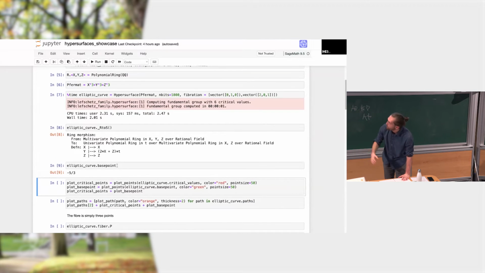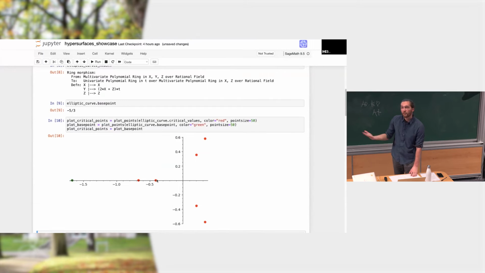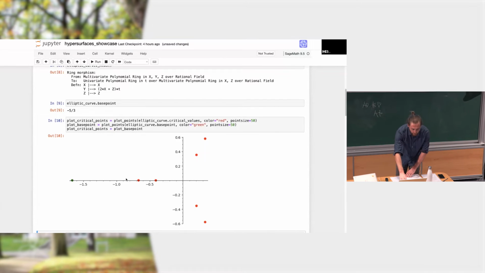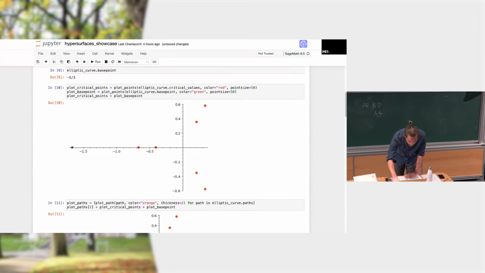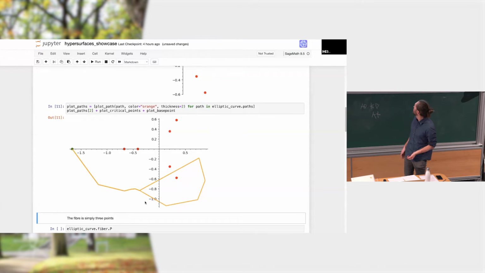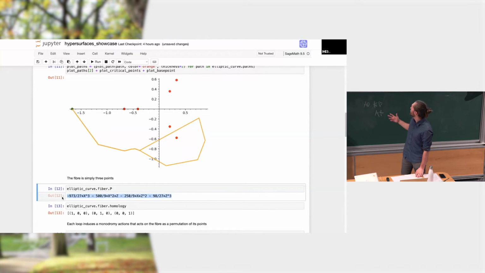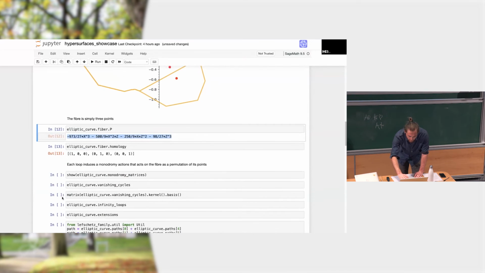I pick some base point, which is not a critical value. So here is a representation. The red points are these critical values, and the green point is the base point. And for each critical value, I compute such a simple loop represented as this path in the complex plane. The fiber is the roots of these polynomials, so it corresponds precisely to 3 points.